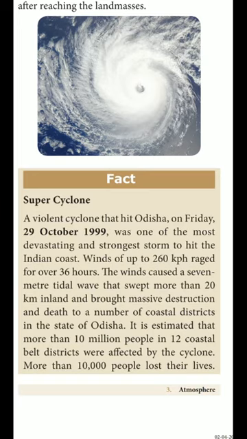So this wind caused a 7-meter tidal wave that swept more than 20 kilometers inland and brought massive destruction and death to a number of coastal districts in the state of Odisha. So in 1999, more than 10,000 people lost their lives, and 12 coastal belt districts were affected by this super cyclone.